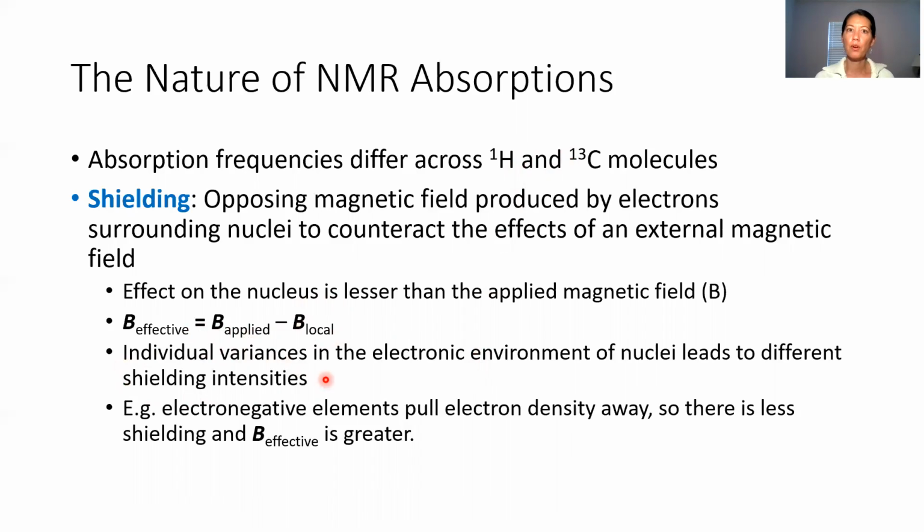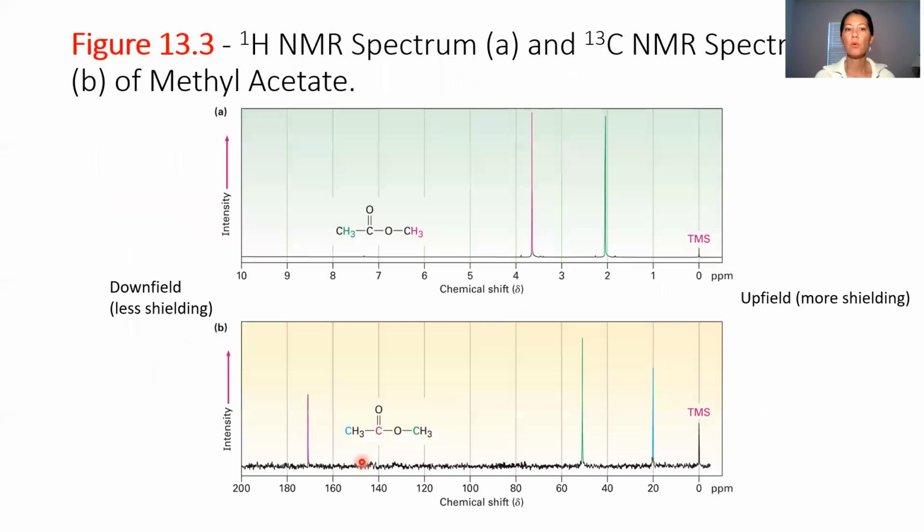For example, if you have an electronegative element, that'll pull electron density away, so there's less shielding. So less of that B local, so B effective will be greater. The consequence of that is when you have your spectrum, you'll be further towards this side of the spectrum. This is called downfield, where there's less shielding. So let me just break this down.